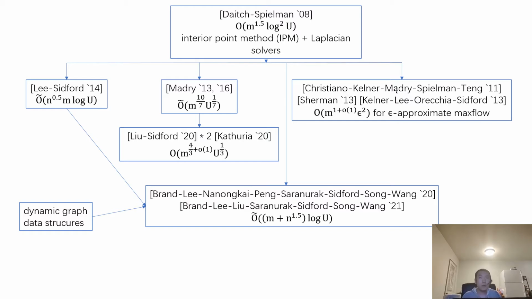For example, a recent work by Brand, Lee, Nanongkai, Peng, Probst Gutenberg, Sidford, Song, and Wang is built upon the dynamic process view of flow augmentation. So the interior point methods can be viewed as updating the flows using a sequence of square root of m slowly changing linear systems. So they maintain the solution of the linear systems by data structures, achieving O(m plus n to the 1.5) runtime, which is nearly linear on dense graphs.